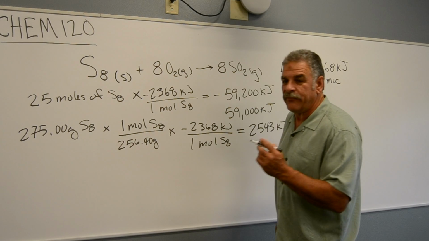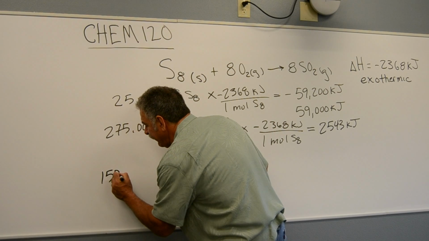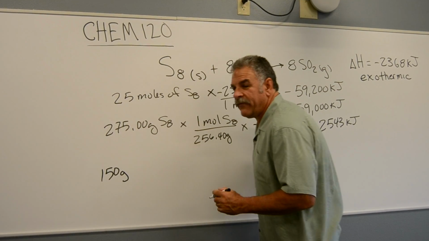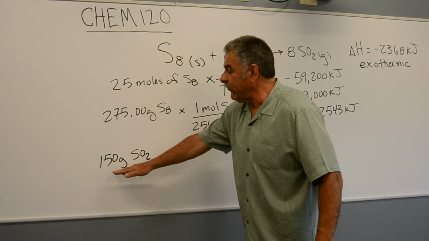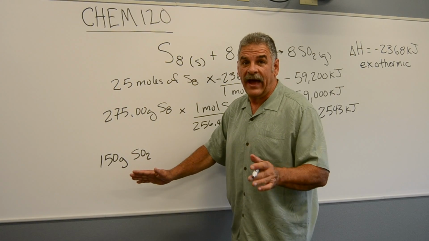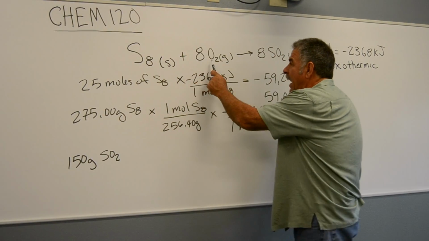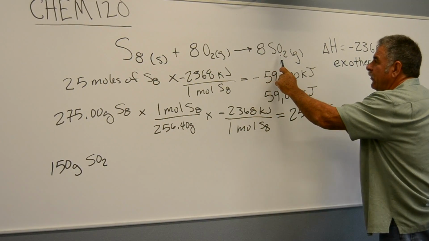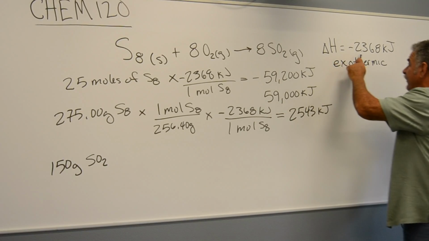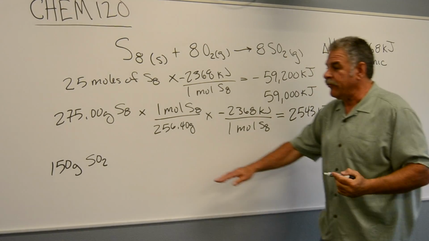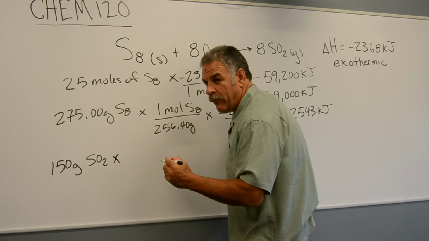One last way of doing these problems, and there's just enough room on the board to do it. We're going to look at a product instead. 150 grams of SO2. Remember, this is only 2 significant figures, so our answer is going to have 2 significant figures. So we look at the reaction, and we're looking at SO2, and we're going to make 8 moles of SO2 to get this conversion factor. So first we have to convert the grams of SO2 into moles of SO2. And I just happen to have that number with me as well.